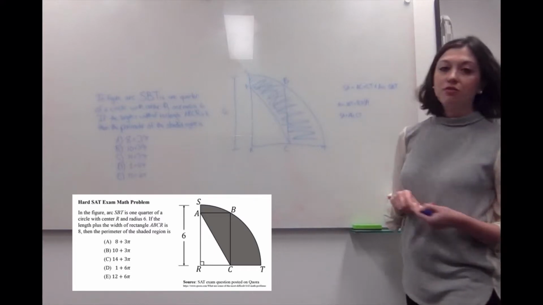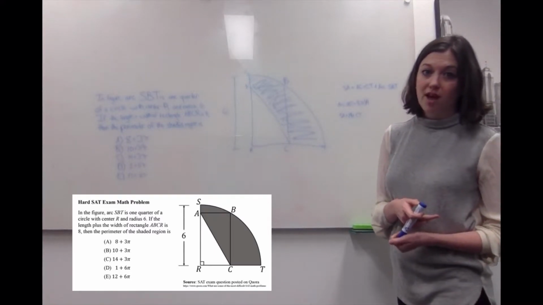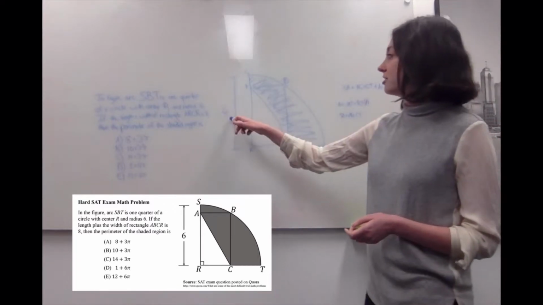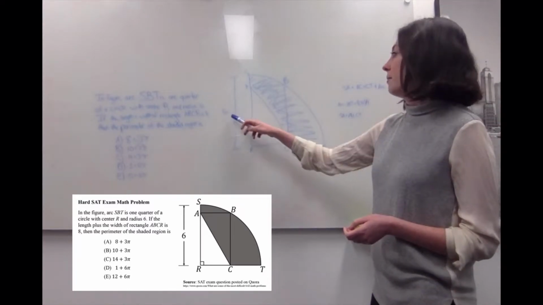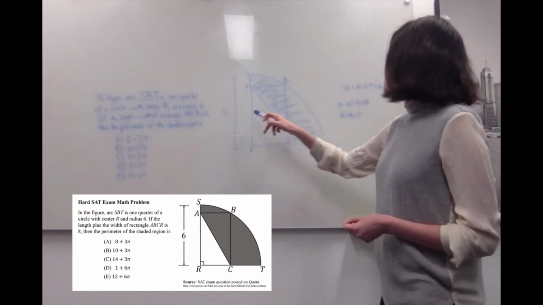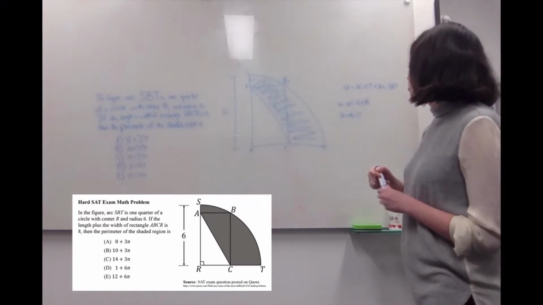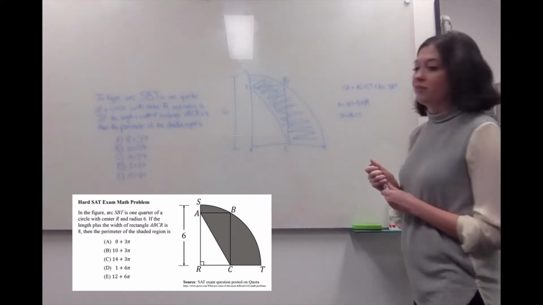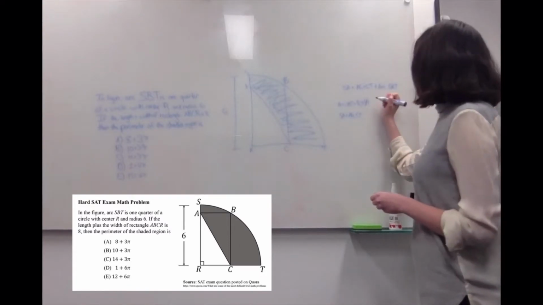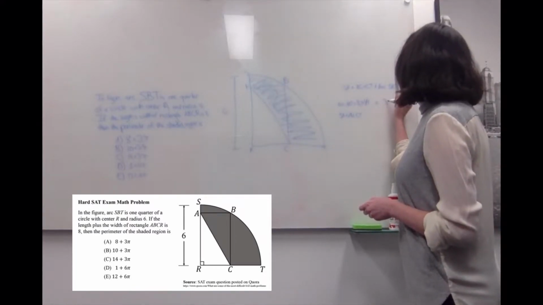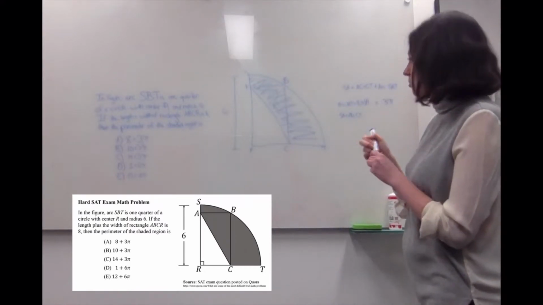The formula for finding the circumference of a circle is 2 pi radius. We've got 6 here, we know it's the radius. Multiplied by 2, it's going to be 12. Then we have pi, so we've got 12 pi, and we're going to divide it by 4. So we know pretty quickly that this length, SBT, is going to be 3 pi. So that's part of it.